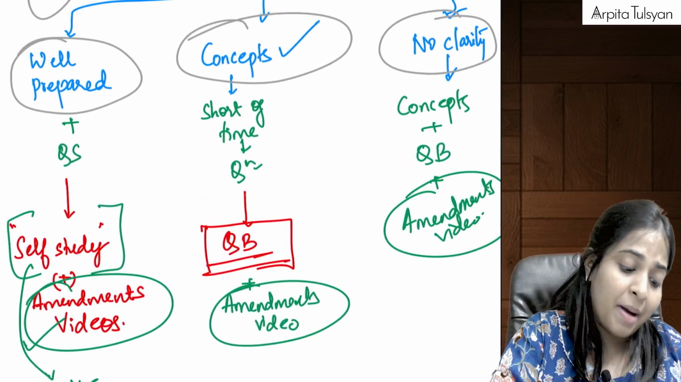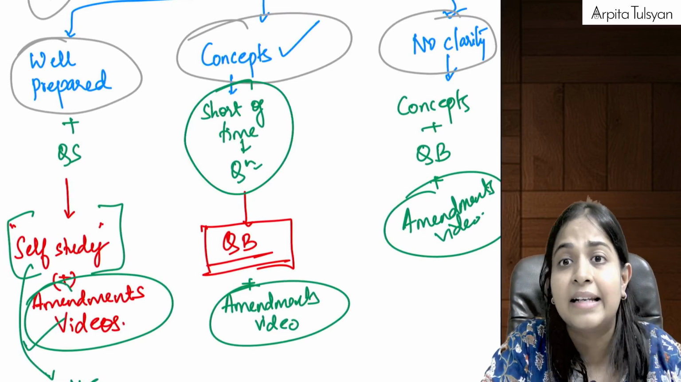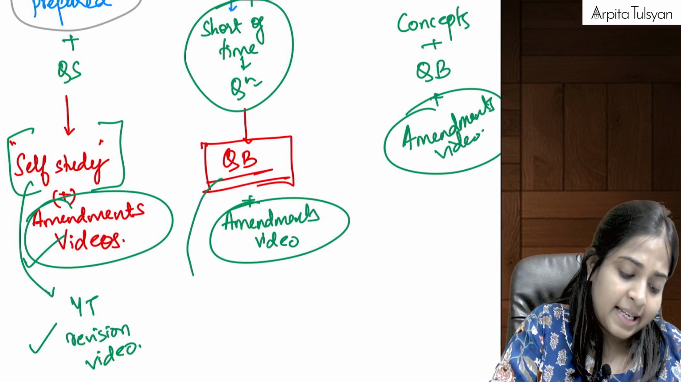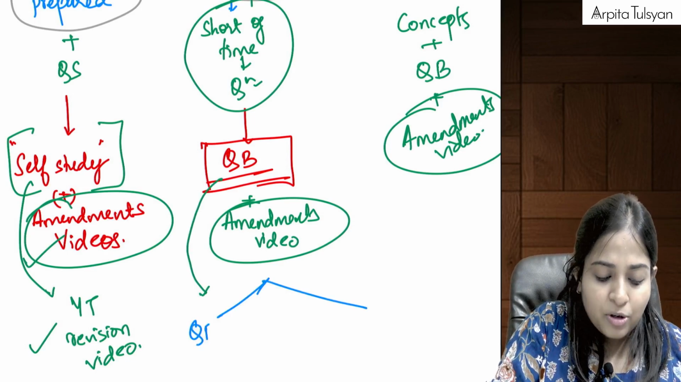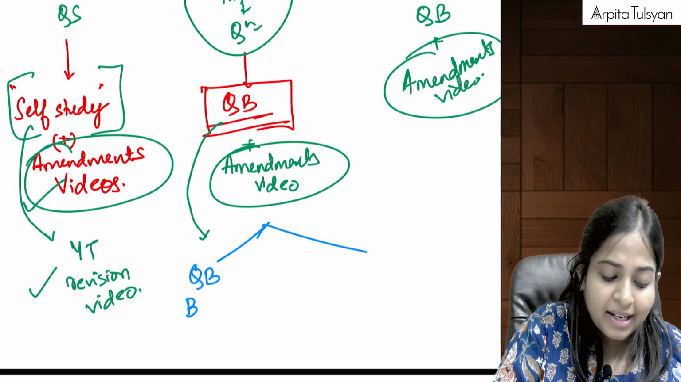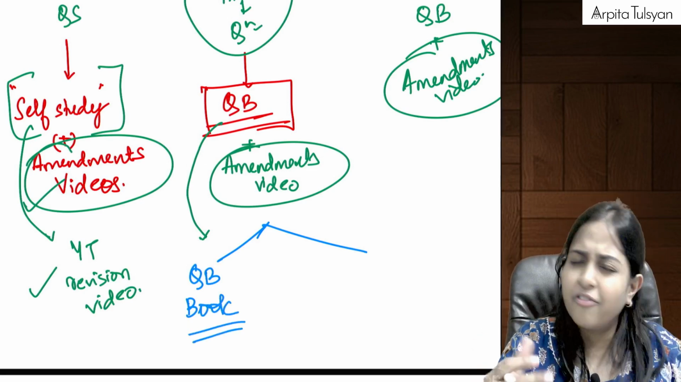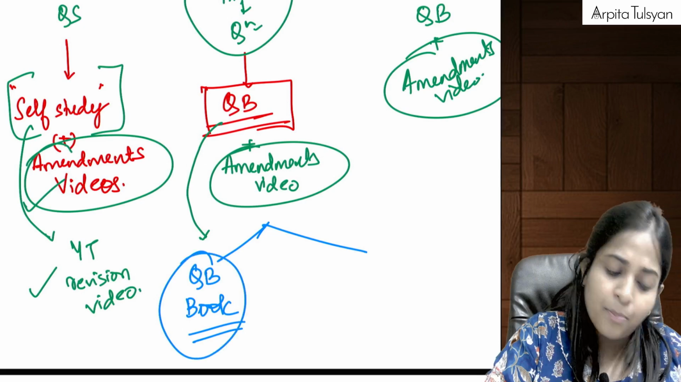Now, ma'am, what about the question answer? Suppose I fall under the second category, ma'am, I understand the concept, but question, etc. In that case, you have got two options. Either you can buy the question bank book. Only the question answers book we have. 1000 plus questions are there, more than enough. Question bank book you can buy.